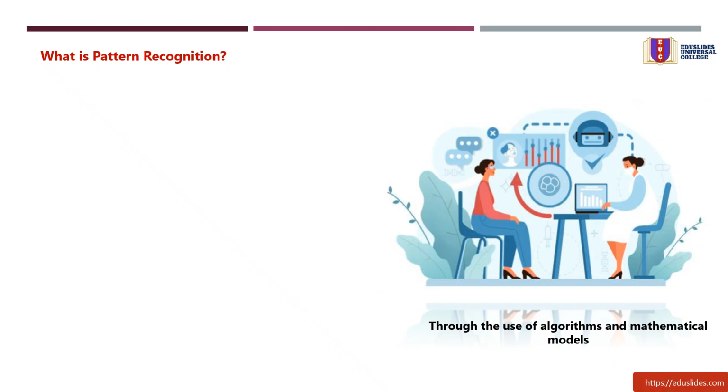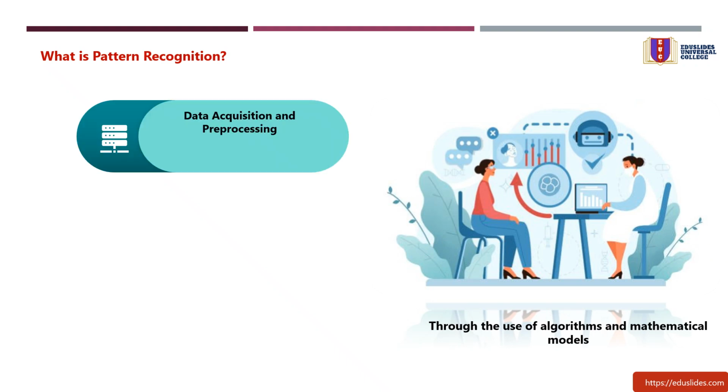Let's break down the key components of the pattern recognition process. Finding patterns in data. 1. Data acquisition and preprocessing. Pattern recognition systems can process various types of data, such as text, video, or audio. The first step involves acquiring and preprocessing this data. During preprocessing, the system performs tasks like data augmentation and noise filtering to enhance the quality of the input.